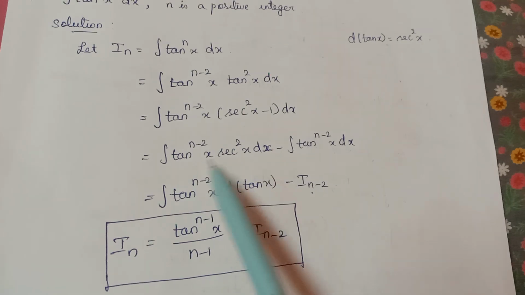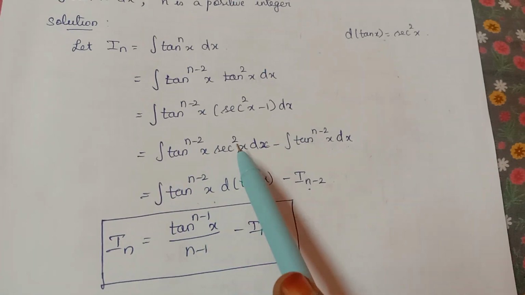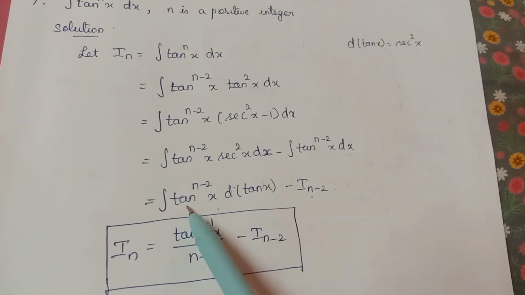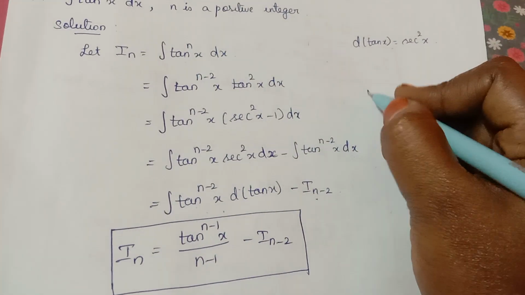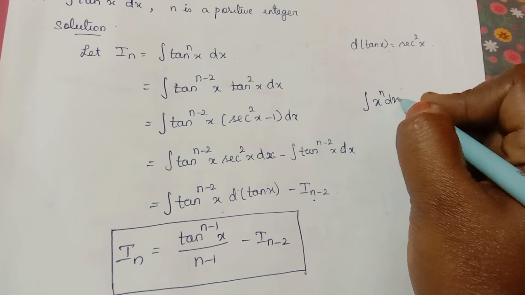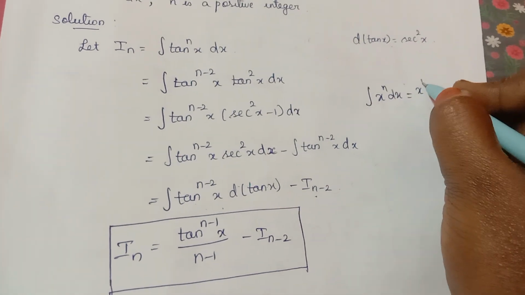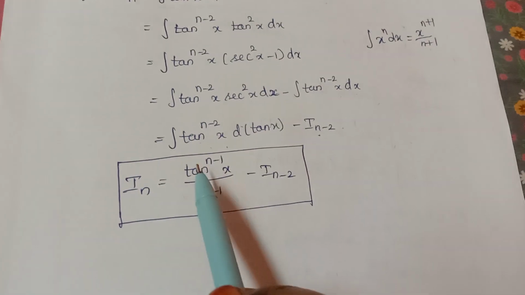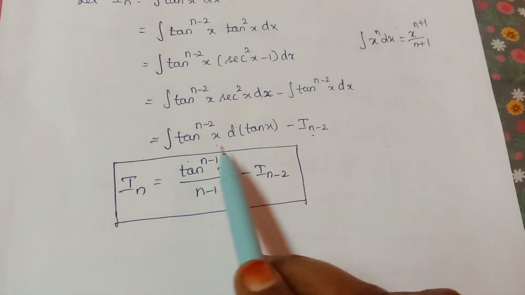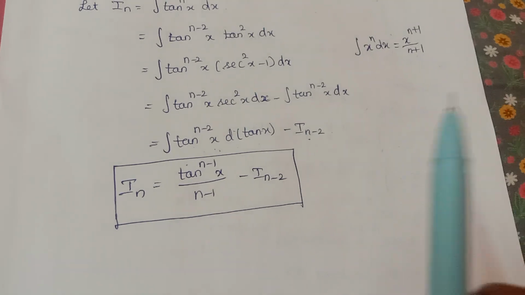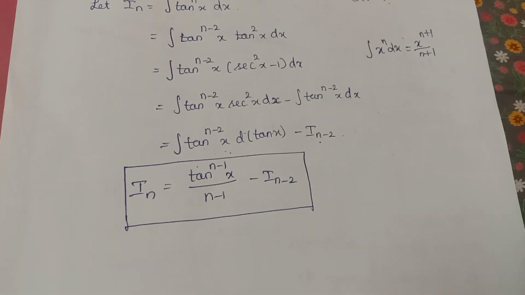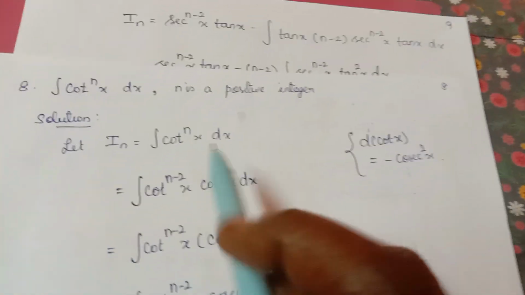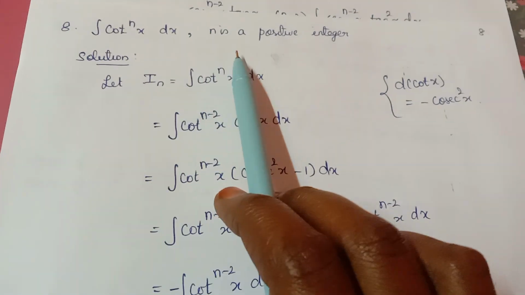Now this I can write as tan power n minus 2 into, instead of secant square x, what can I write? Differentiation of tan x. So this is like integration of x power n into dx. What is integration of x power n dx? X power n plus 1 by n plus 1, isn't it? So here it is tan power n minus 2x into d of tan x. So it will be tan power n minus 1x by n minus 1 minus I n minus 2. That's all.